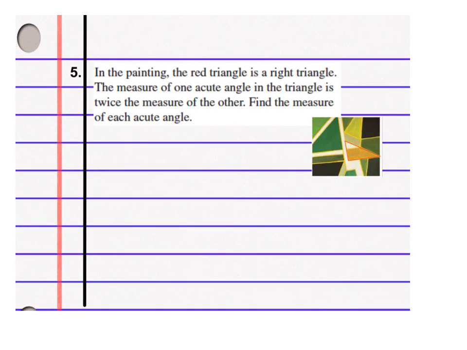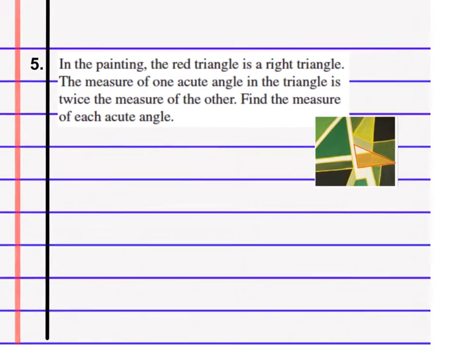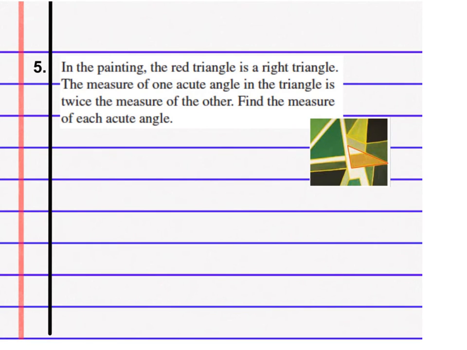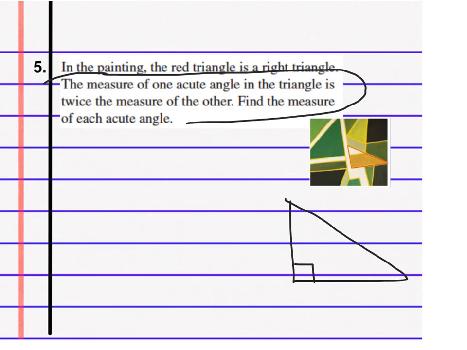All right, last problem. Let's see, what do you need to write down? In the painting, the red triangle is a right triangle. I'm going to draw this a little bit better. So let's draw a right triangle. The measure of one acute angle is twice the measure of the other. Find the measure of each acute angle. I don't know what either is, but I'm going to call one 2x and one x because one is twice the other one.